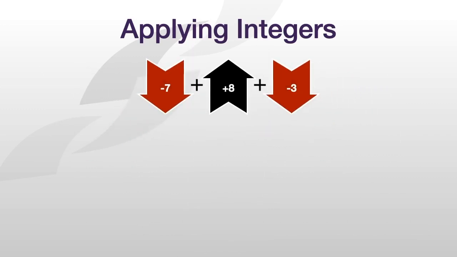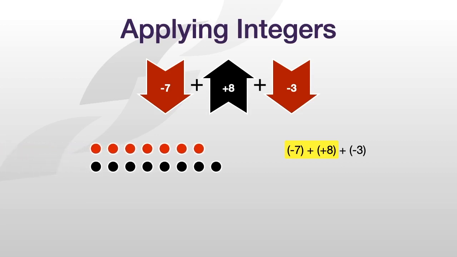The overall change is the sum of the daily changes. We can add these changes from left to right. Negative 7 plus positive 8 can be modeled by joining 7 red counters with 8 black counters. Discarding zero pairs leaves positive 1, an increase in the value of the stock over the 2 days.